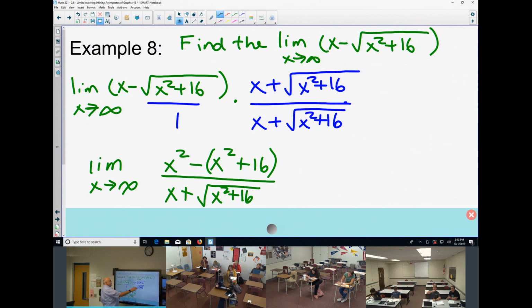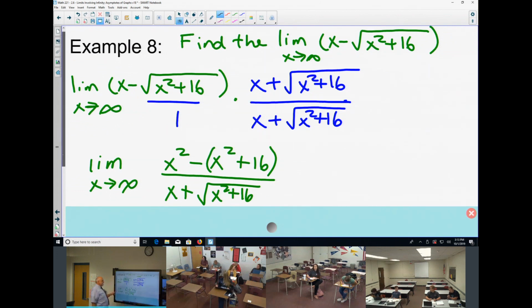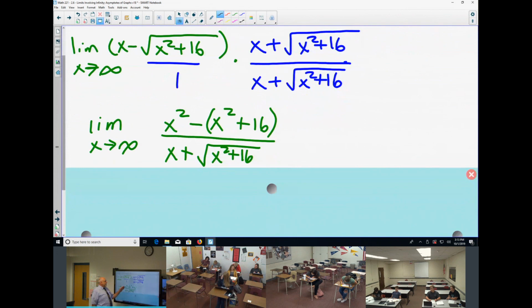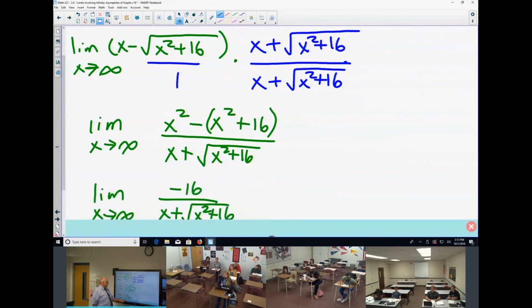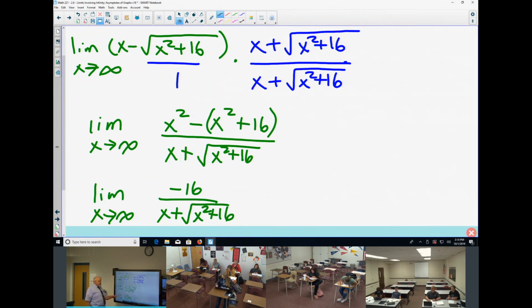The denominator, don't even multiply it out. It's just 1 times that, so just put that down there. But now what's going to happen here is stuff is going to cancel. The x squareds are going to cancel. Okay, so I'm going to get negative 16 over the denominator. Well, now if I plug in infinity here, I get infinity plus infinity, which is infinity.